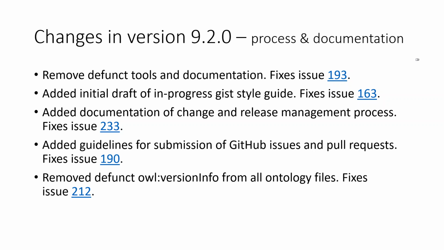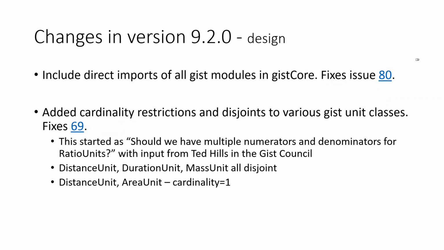And then within the previous versions of GIST, you'll have seen reference to other defunct tools, including things like E6 and so on, and we've removed those. The final thing then are a set of changes with regard to the design. The first one of those is that GIST core was supposed to be able to directly import all the GIST modules. That wasn't working properly. That's been fixed.